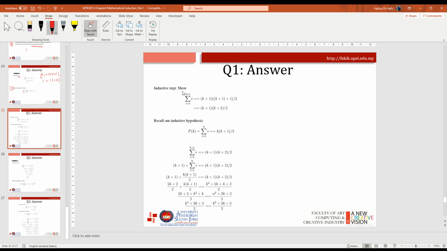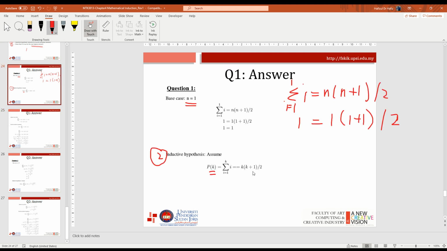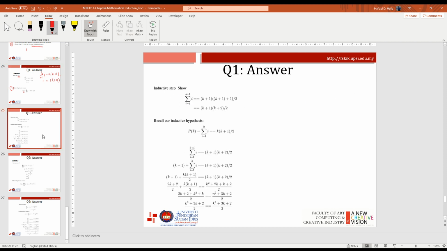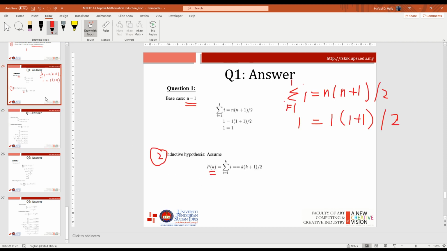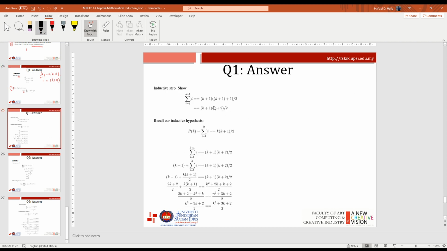So for the inductive step we show K plus 1, (K+1) divided by 2. So this one, K plus 1, we replace K from before, we replace K and then we replace K plus 1. This value: (K+1) divided by 2. So we simplify (K+1)(K+2) divided by 2.